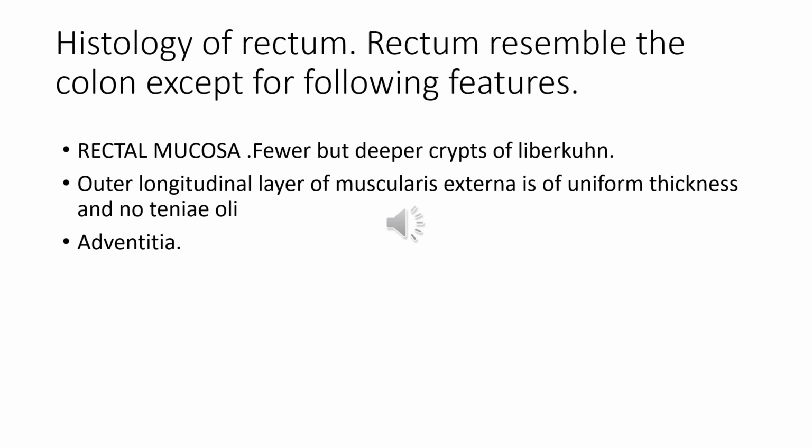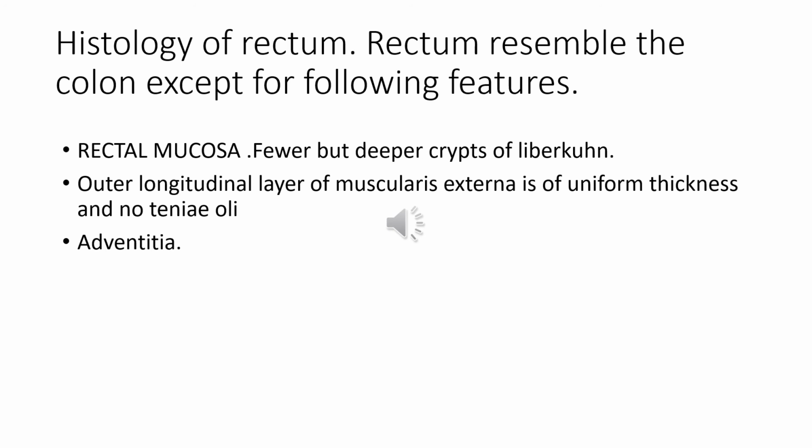And while the muscularis mucosa is similar, coming over to the submucosa, it is also similar in both the colon and the rectum. It is made up of dense irregular connective tissue along with blood vessels, lymphatics, and the nerve plexus, which is called Meissner's plexus, seen under high magnification. Then comes the outer longitudinal layer.